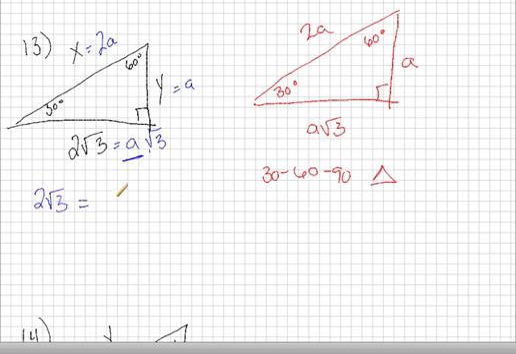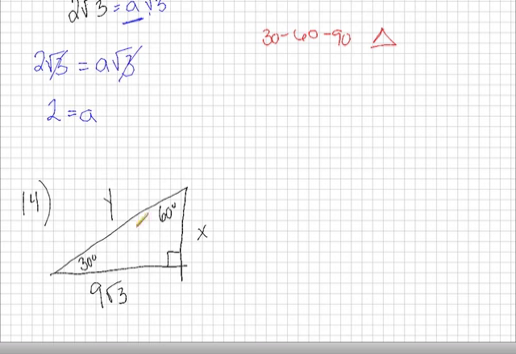2 times the square root of 3 is equal to a times the square root of 3. We can go ahead and cancel out the square root of 3 on both sides, and we get a is equal to 2. So we can go ahead and fill in the rest of this triangle. Well, y is equal to a, and a is equal to 2. So y is equal to 2. And x is equal to 2a. So x is equal to 2 times 2, which is 4.